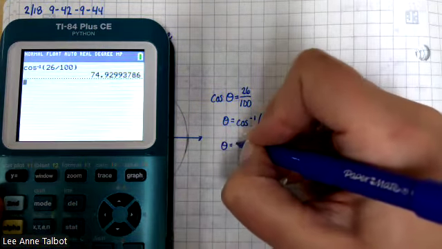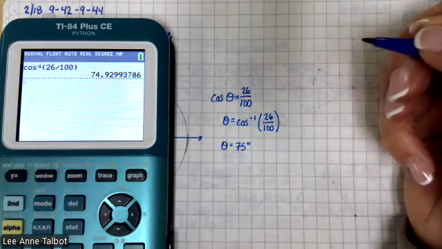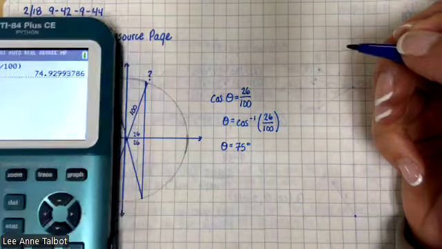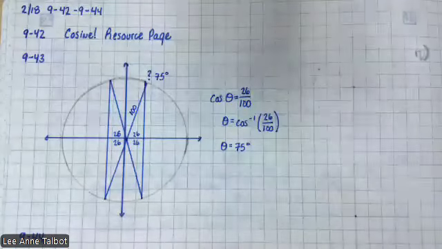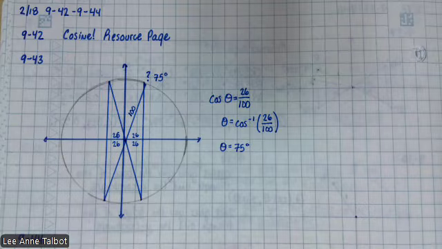And just for the purposes of what we're doing today, we're going to round this to the nearest degree, which is 75. Okay, does it look possible that my angle is 75 degrees? Does that look like a reasonable answer for that spot?